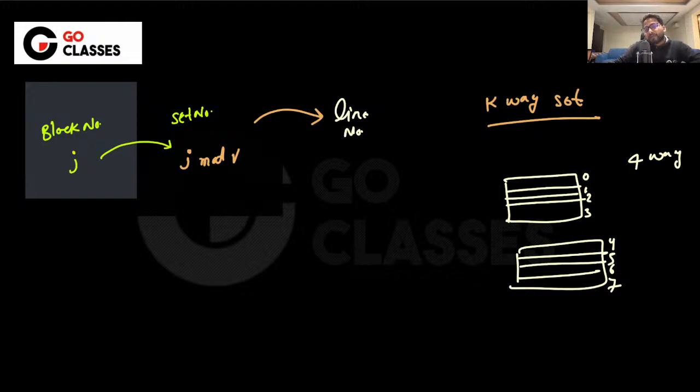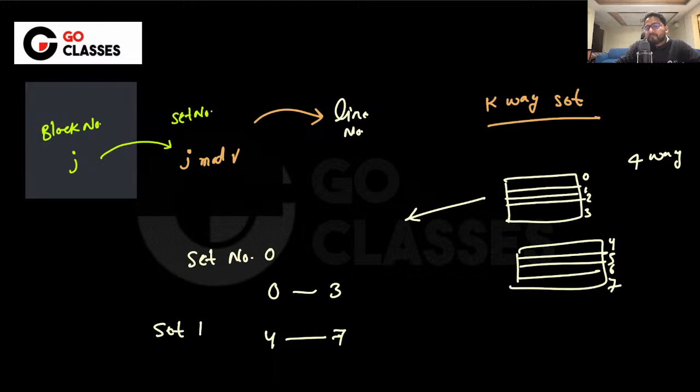Okay. So can you tell me set number 0? Set number 0 is having the lines from 0 to 3. Set number 1 is having the lines from 4 to 7. This is set number 1, right? Like this. Set number 2 is having lines from 8 to 11. Something like this.